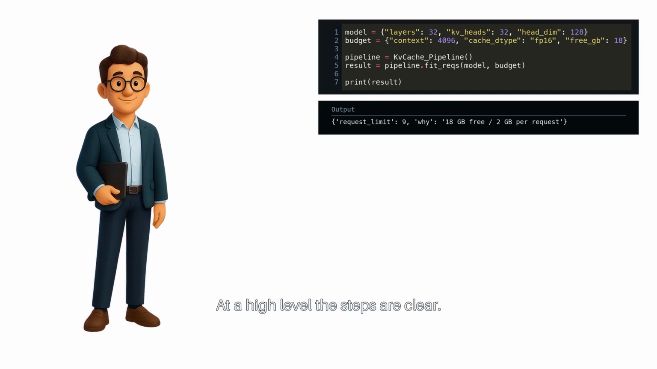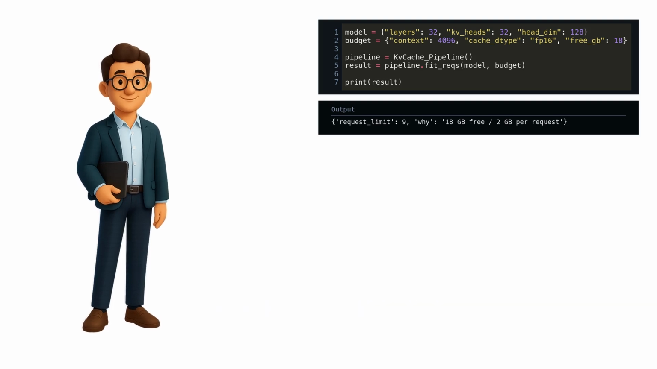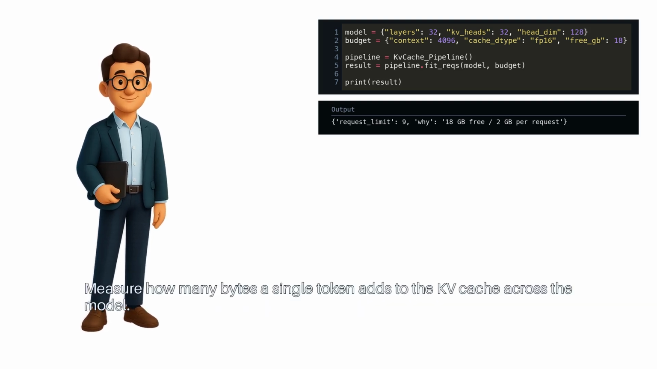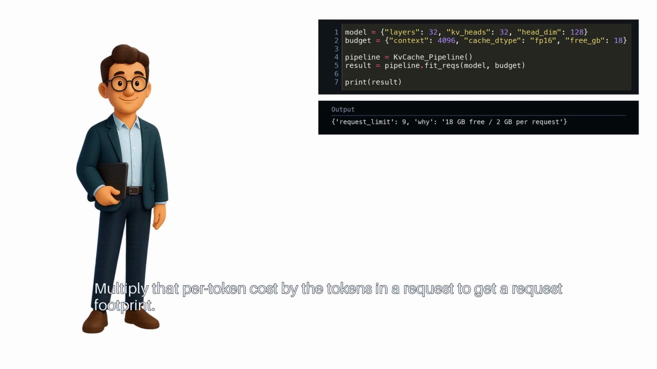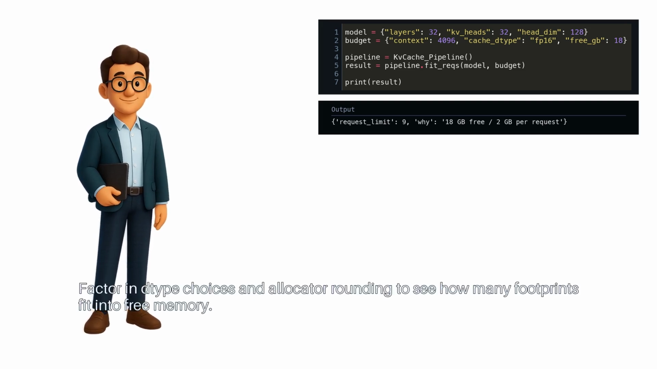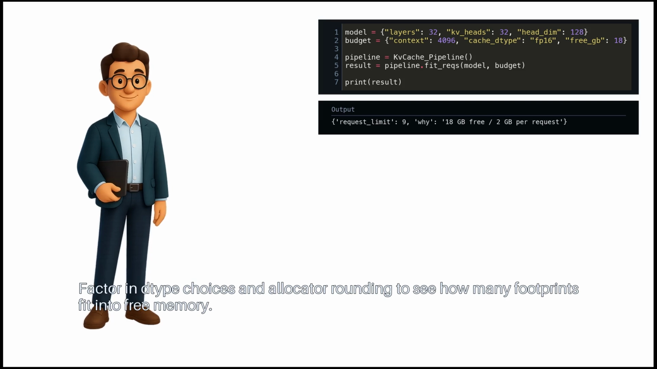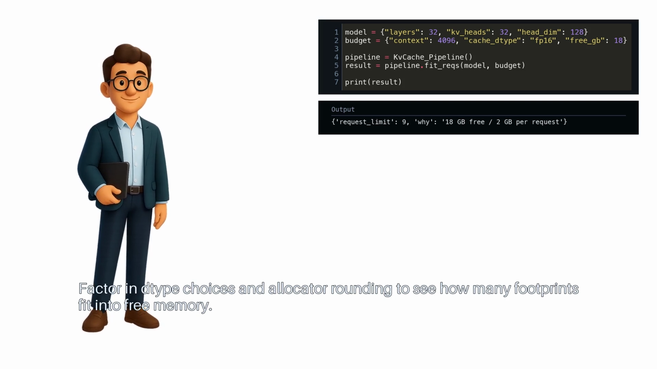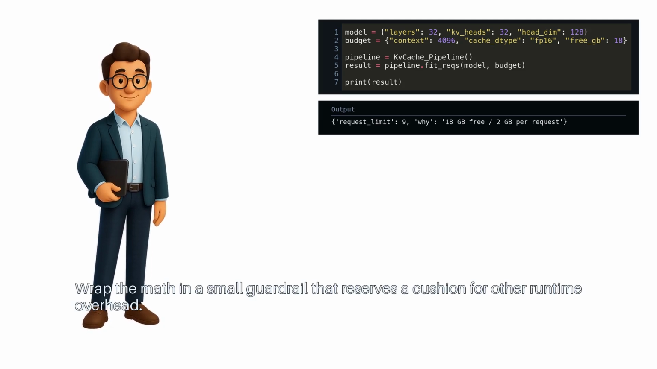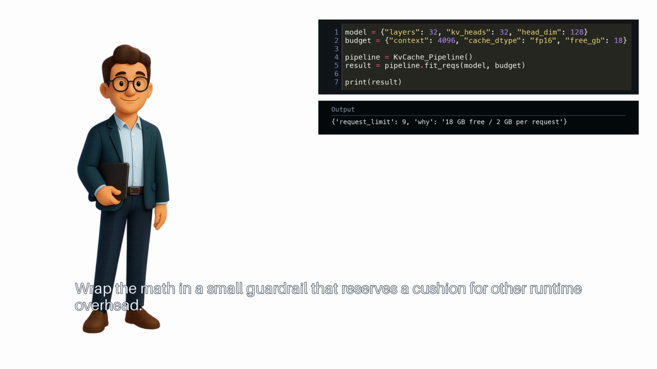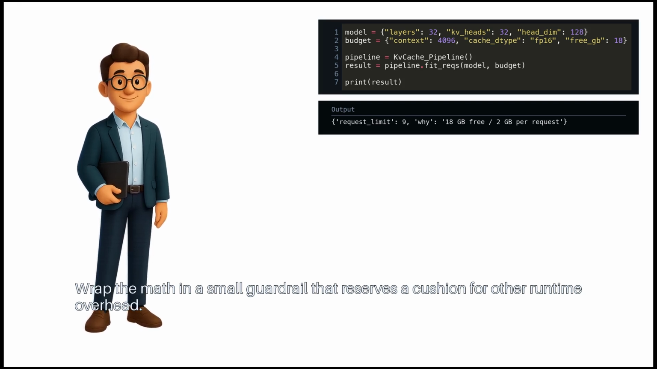At a high level, the steps are clear. Measure how many bytes a single token adds to the KV cache across the model. Multiply that per token cost by the tokens in a request to get a request footprint. Factor in dtype choices and allocator rounding to see how many footprints fit into free memory. Wrap the math in a small guardrail that reserves a cushion for other runtime overhead.